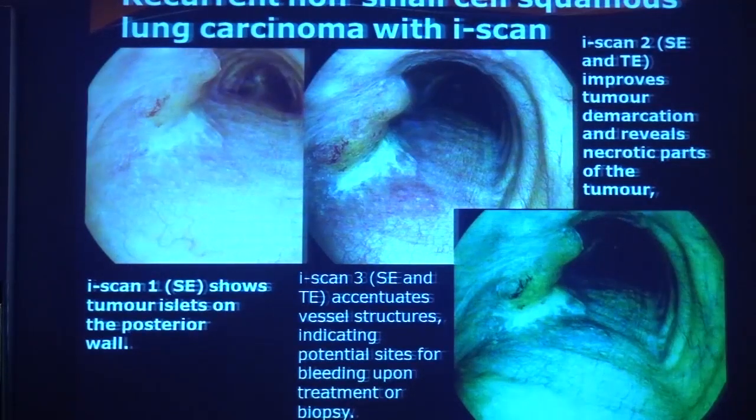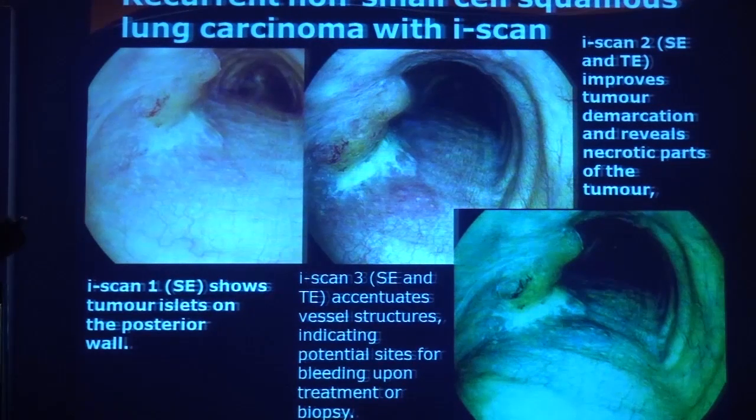Now we will get some examples because this is the latest technology. This is a recurrent non-small cell squamous carcinoma. This is how it looks with iScan 1, where you can see the high definition. And this is how you can see it with iScan 2, where it is accentuating the blood vessels and the architecture of the mucosa and the margins. So you can see what is normal and what is abnormal.